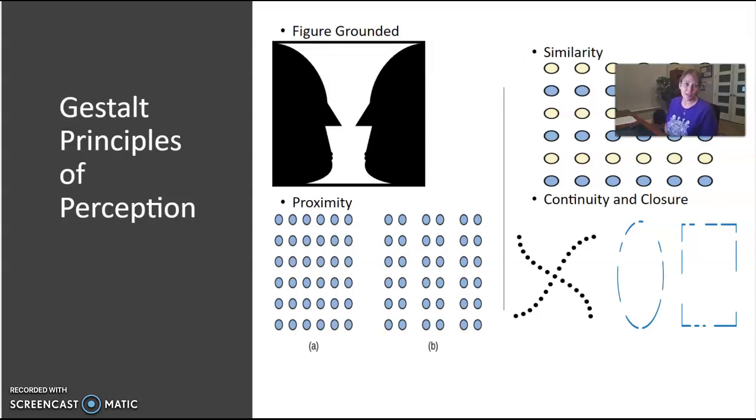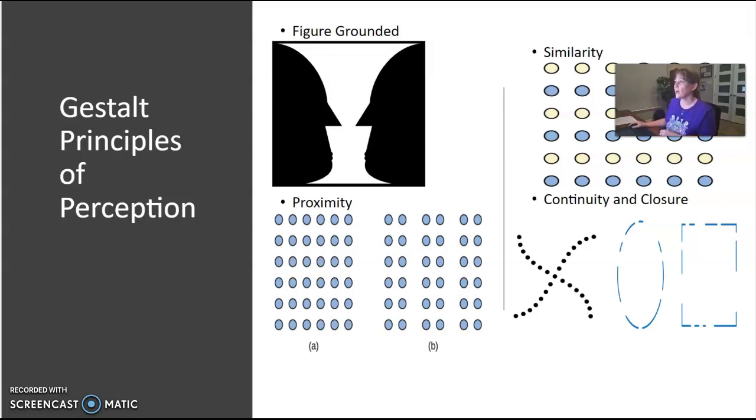One Gestalt principle is the figure-ground relationship. According to this principle, we tend to segment our visual world into figure and ground. Figure is the object or person that is the focus of the visual field, while the ground is the background.